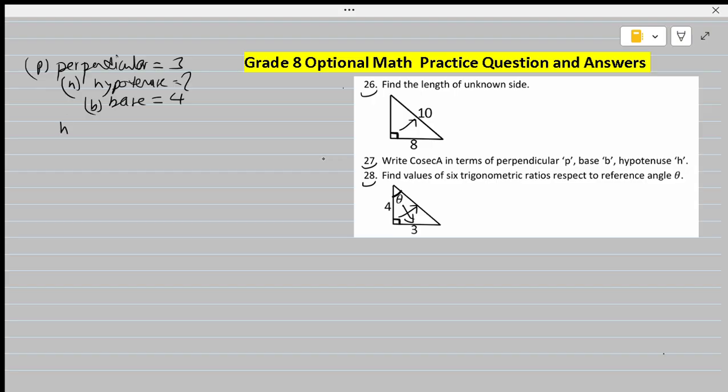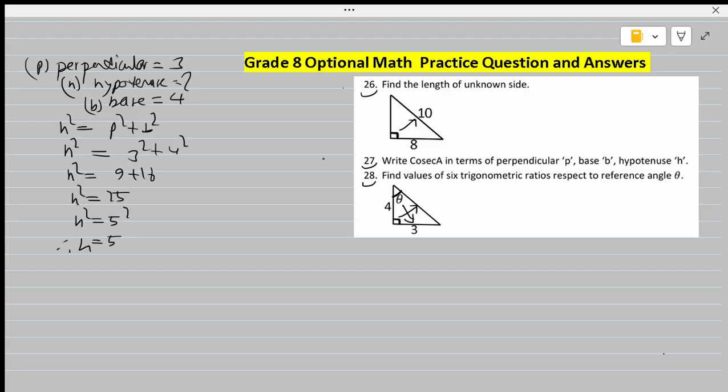So let's use here Pythagoras. H square equal to P square plus B square. Hypotenuse we need to find. Perpendicular is 3, base is 4. So H square equal to 3 square 9, plus 4 square 16. So H square equal to 25, and 25 is square of 5, therefore hypotenuse is 5 units. So all three sides P, B, H we have found, and that found hypotenuse I keep here also, 5, right? And now we go for finding all 6 ratios.